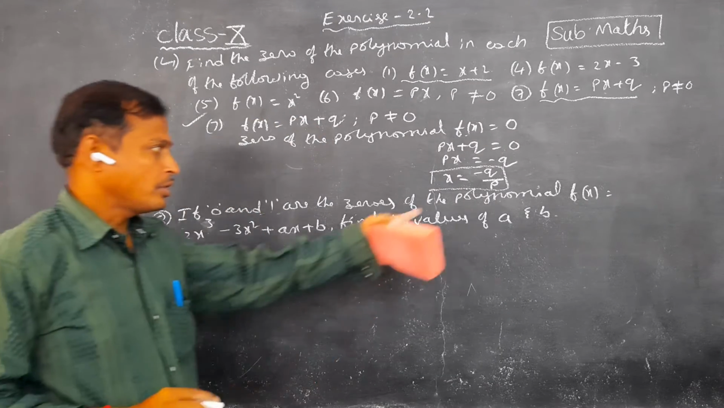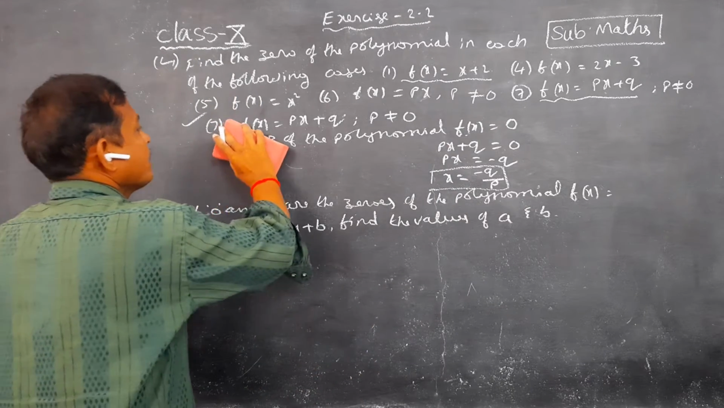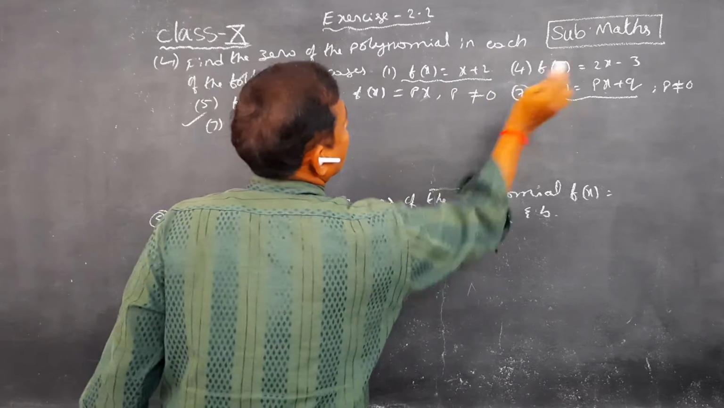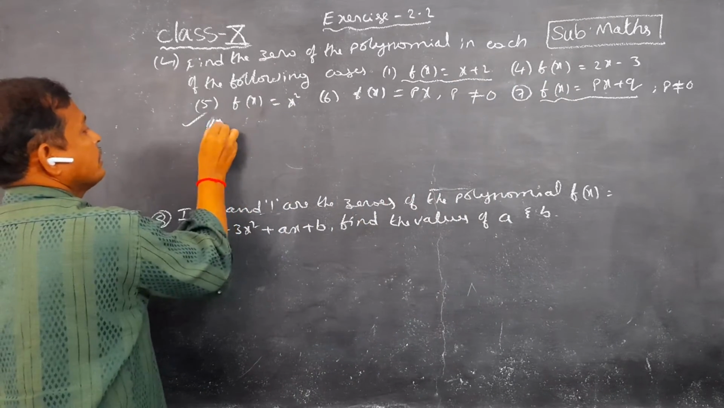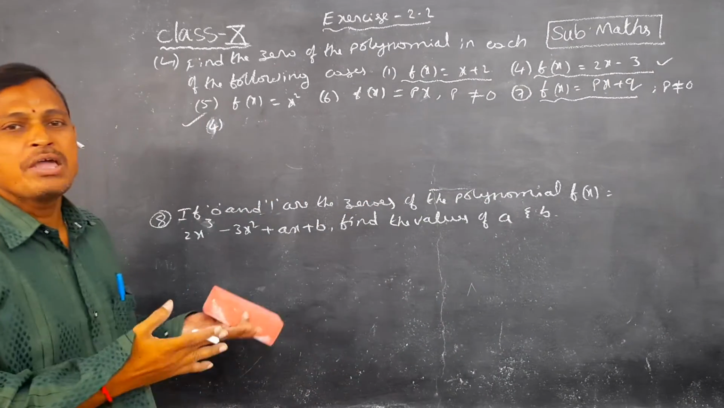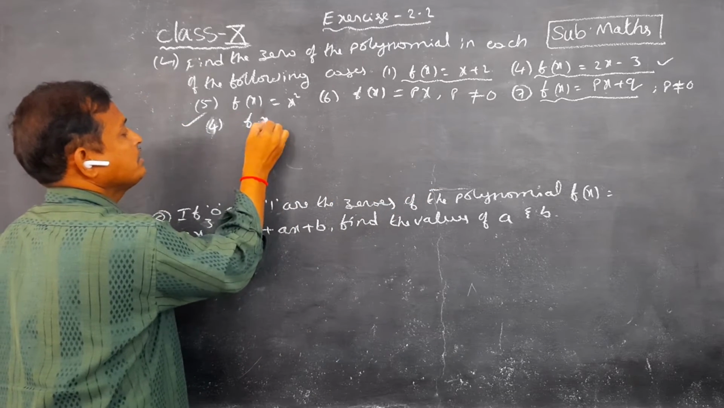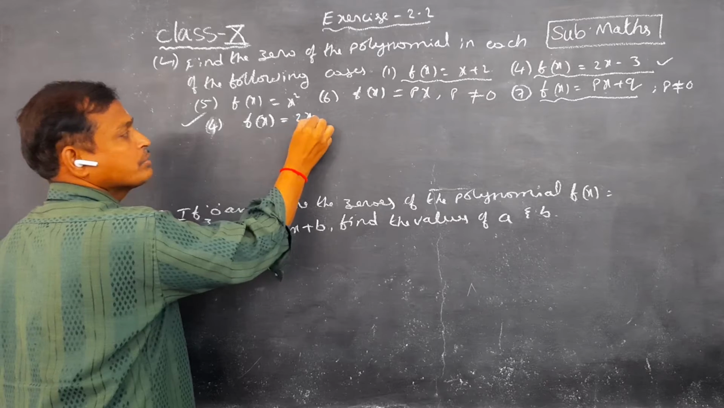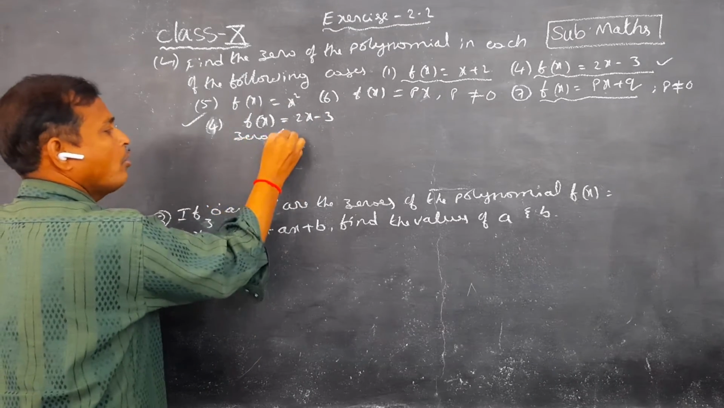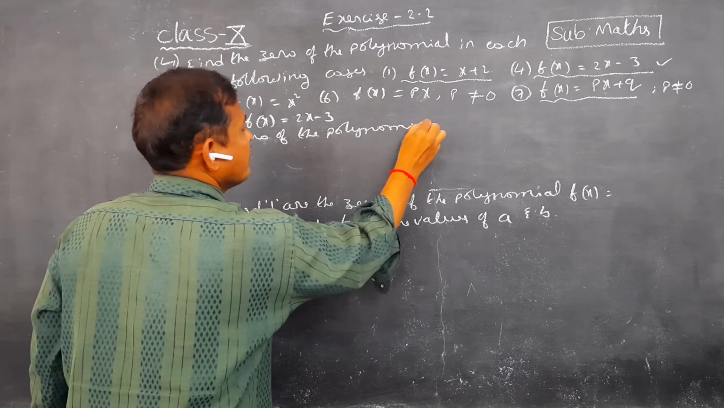Okay children, do you understand? Shall I wrap up? Okay children, next again, 2x minus 3, fourth sum. Any sum we have to do in the same method, children. Just observe the sums, children, very easy. f of x is equal to 2x minus 3 in the given question. Again we should write zero of the polynomial. What is the formula, children? Zero of the polynomial. Yes, correct.